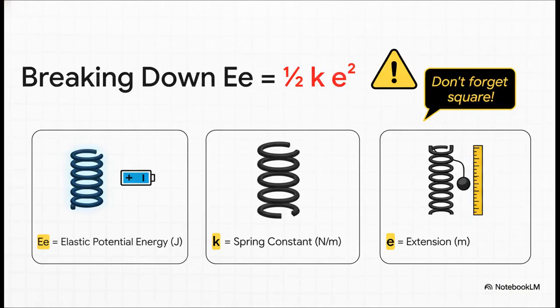E, that's our elastic potential energy, measured in joules. K, that's our old mate, the spring constant. And e is the extension, still in meters, don't forget. But look really closely. It's not e, it's e squared. I cannot stress this enough. Forgetting to square the extension is probably the number one mistake people make with this equation. Don't be that person. Always square the extension.